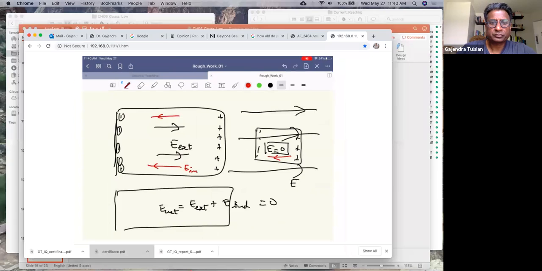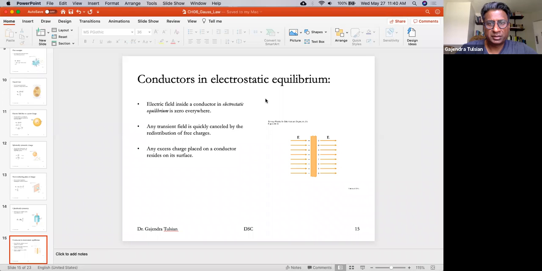So this is in conductors in electrostatic equilibrium. Electric field inside a conductor in electrostatic equilibrium is 0 everywhere. Any transient field is quickly canceled by the redistribution of free charges. And any excess charge placed on a conductor has to reside on the surface of the conductor. So these are the properties of a conductor in electrostatic equilibrium.